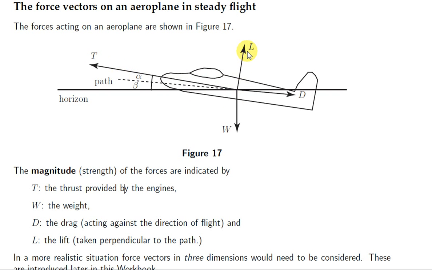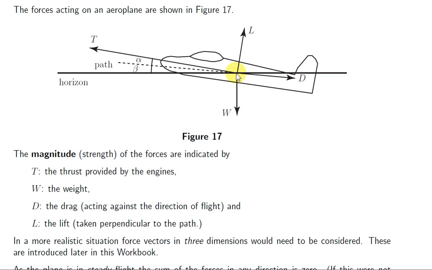The lift force acts in a direction perpendicular to the dotted line, to the path. The weight force acts vertically down, which means it's perpendicular to the horizon line. The drag D acts in a direction that is opposite the direction of the flight. That's the flight path, so D is along the same line as this dotted line. Now we are just dealing with a simpler situation of vectors in 2 dimensions here.